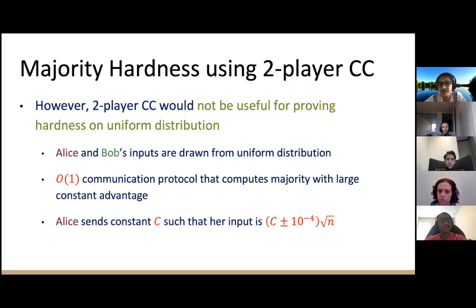You are computing majority with an advantage of, say, 0.99 over the uniform distribution. I see. Okay, that makes sense. And this is only for computing. So the message is 1 bit also, right, in this case? Yeah, it's a constant number of bits. I see. Okay, thanks.